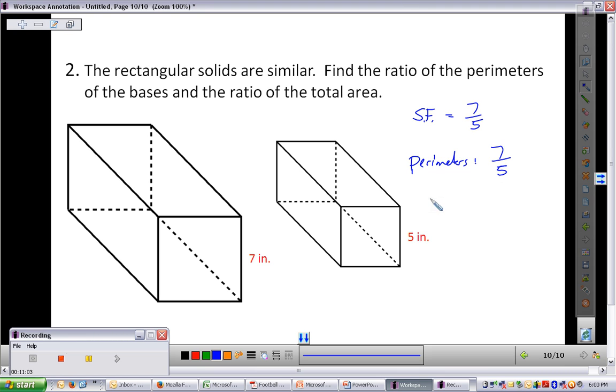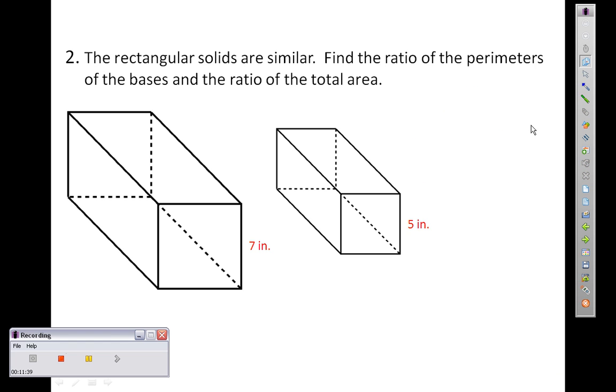Let's move on to total area now. Again, to move from the scale factor or the parts to area, I need to both square A and square B. Square the top and square the bottom of the ratio of the scale factor. So 7 squared is 49. 5 squared is 25. I don't know what the actual area or total area of either one of these prisms are, but I know the ratio is going to be 49 over 25.